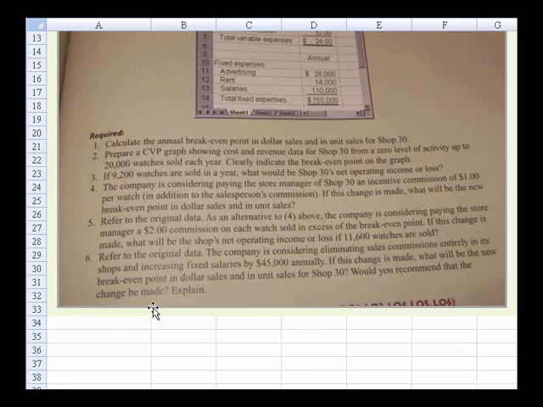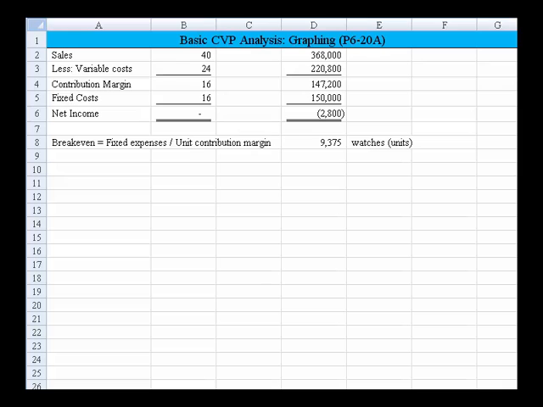Now, requirement 4 says the company is considering paying the store manager an incentive commission of $1 per watch in addition to the salesperson's commissions. If this change is made, what will the new break-even point be in dollar sales? What will it be in dollar sales and in units? Okay, so now I'm going to work that next one just right over here.